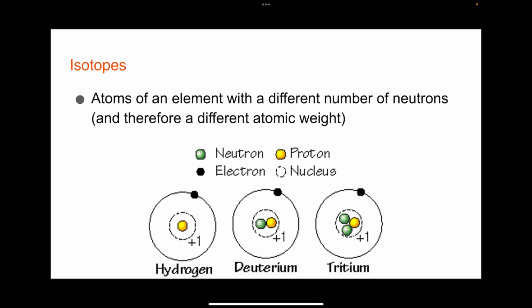So isotopes are atoms of an element with a different number of neutrons. And because neutrons comprise a large portion of the mass of an atom, that also means that they'll have different atomic weights or different atomic masses from one another.